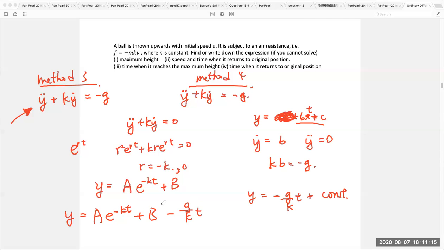Then you don't need to add a constant, because they take it up together as a constant. Okay.